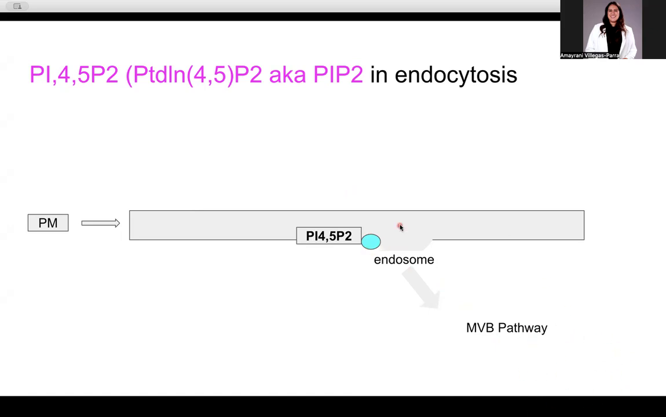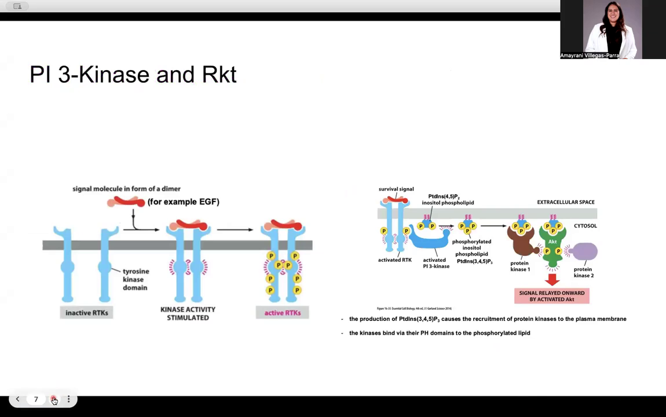This includes EGFR receptors. It includes transmembrane proteins, right? So it undergoes this pathway. Now, let's look at an example.